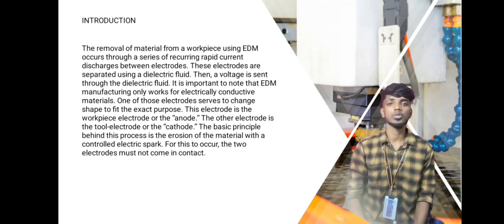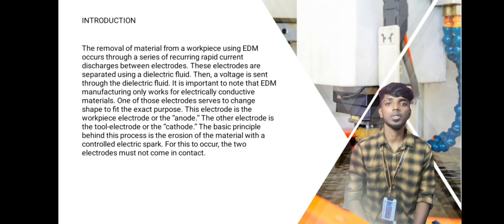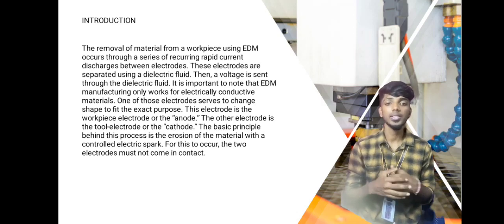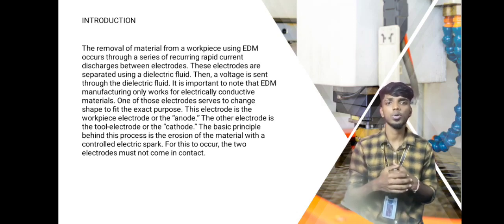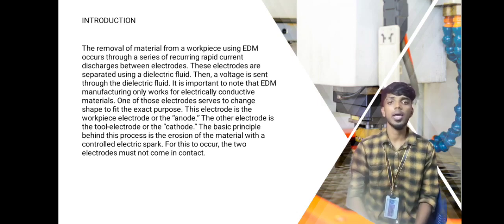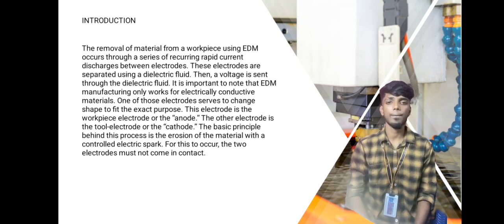One of those electrodes serves to change shape to fit the exact purpose. This electrode is the workpiece electrode, or the anode. The other electrode is the tool electrode, or the cathode. The basic principle behind this process is the erosion of the material with a controlled electric spark. For this to occur, the two electrodes must not come in contact.